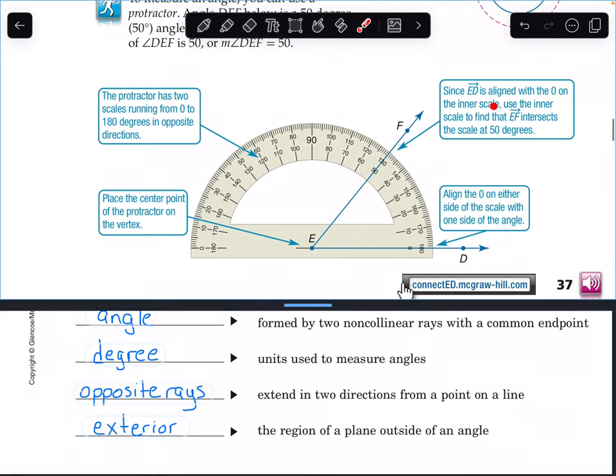So here's our example protractor with angle DEF drawn in. Place the protractor with the center point on the vertex of the angle. The protractor has 2 scales running from 0 to 180 in opposite directions. Here's 0 to 180 on the outside, and then 0 starting here on the inside. Since ray ED is aligned with the 0 on the inner scale, we use the inner scale to find that angle DEF intersects the scale at 50 degrees. So always measure using whichever side lines up on the 0. Align the 0 on either side of the scale with one side of the angle.